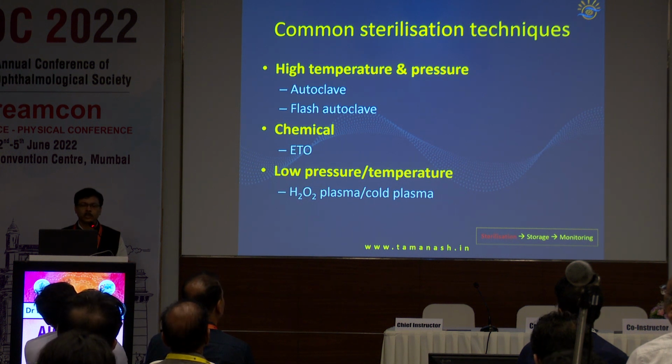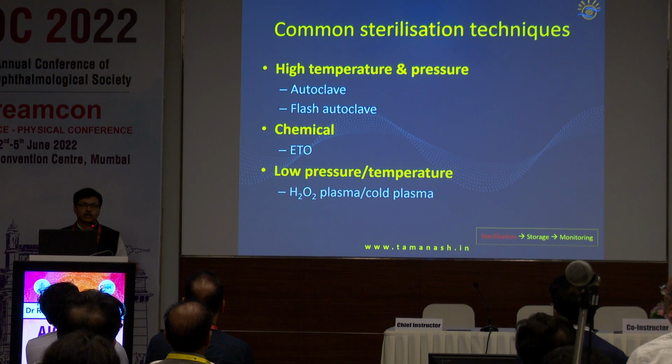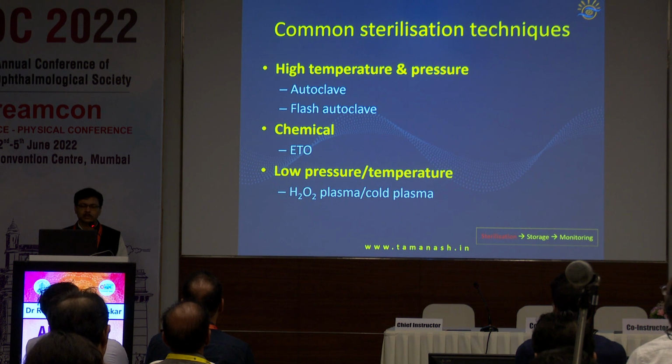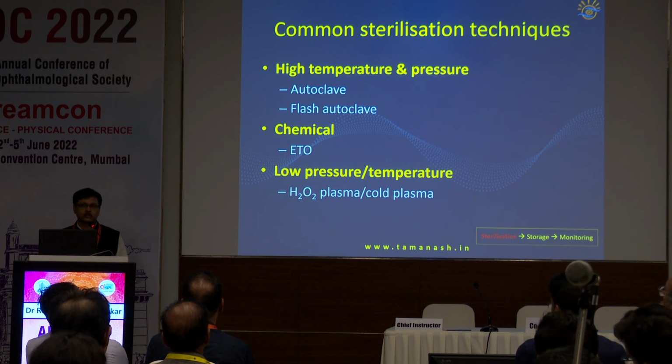The most common chemical indicator that we use is ethylene oxide, and the newer, lower pressure, lower temperature, so less damaging to instruments, is the hydrogen peroxide-based plasma or the cold plasma technology, which has really not caught up in ophthalmology, although it is practiced in other industry to a large extent.